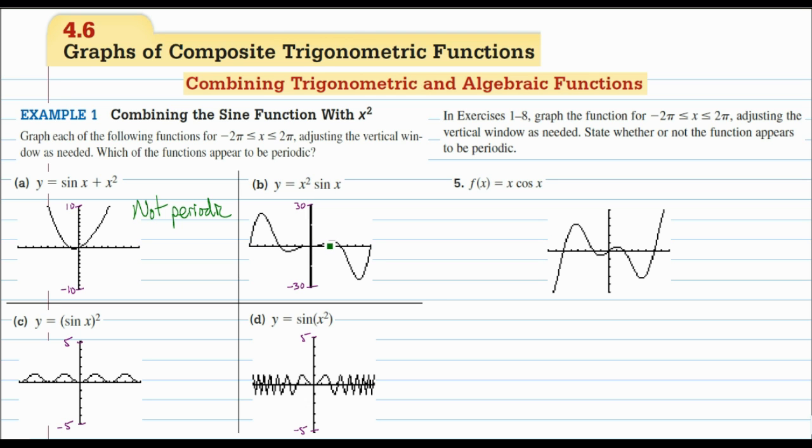B is an odd function, but it is not periodic. It is not repeating itself. Now I understand there is more graph here, so you never really know if it's repeating itself, but because the instructions told us to graph from negative 2 pi to 2 pi, we can assume that we would have seen the repetition within that window. So this is odd, but not periodic.